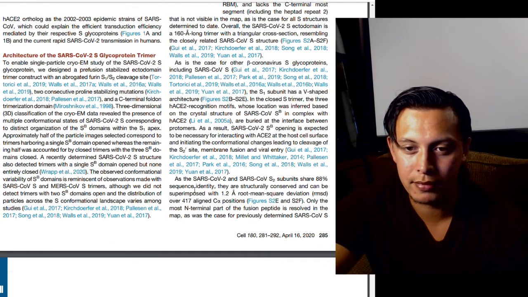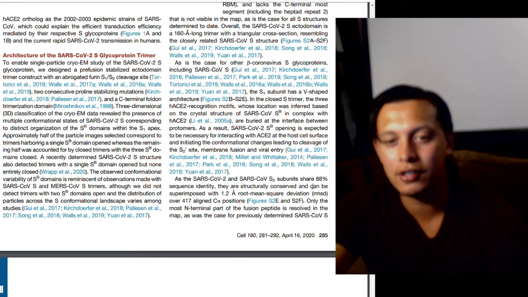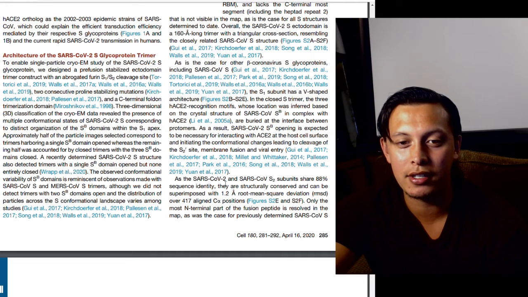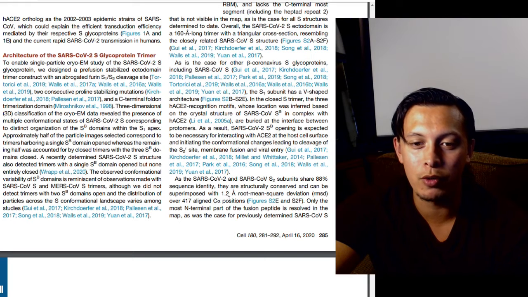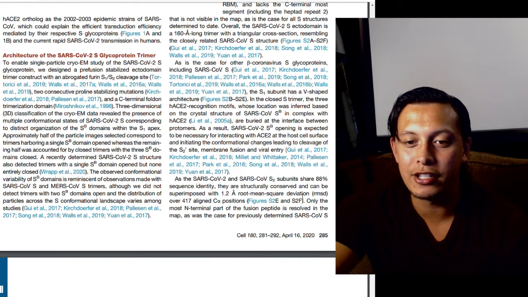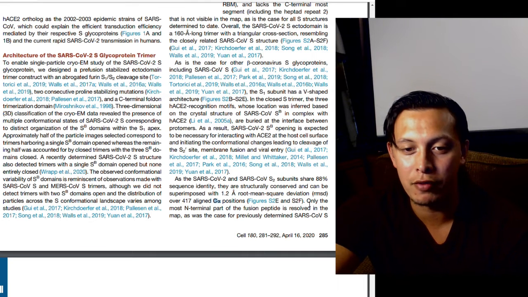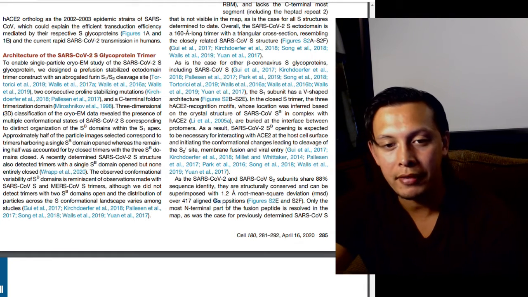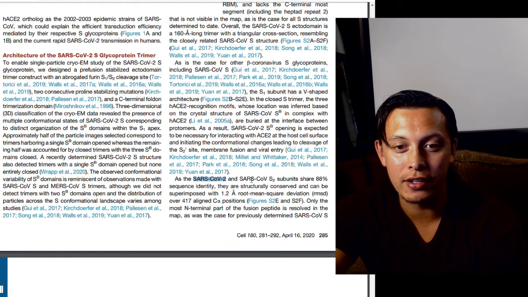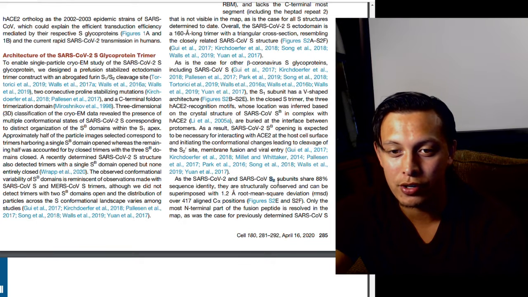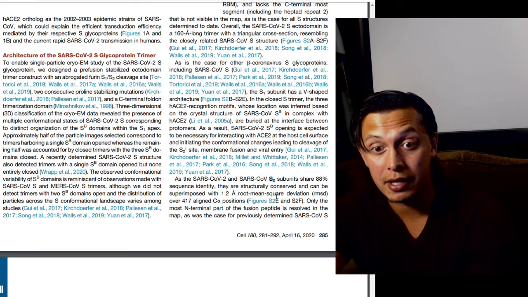Okay, it's continuing. As the SARS-CoV-2 and SARS-CoV S2 subunits share 88% sequence identity, they are structurally conserved and can be superimposed with 1.2 angstrom mean square deviation over 417 aligned carbon alpha positions. Best way to describe this is that they're saying the SARS-CoV-2 and the original SARS-CoV S2 subunits are very, very similar in their sequence identity.